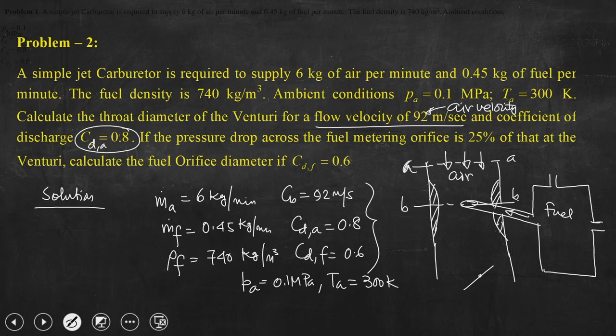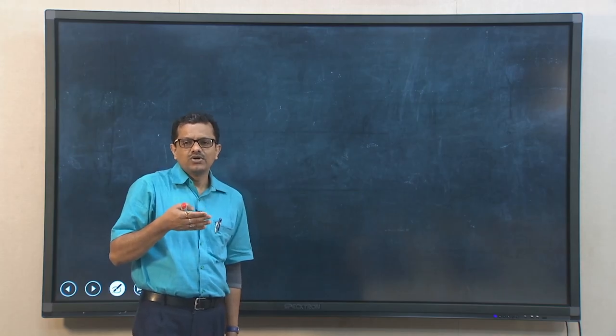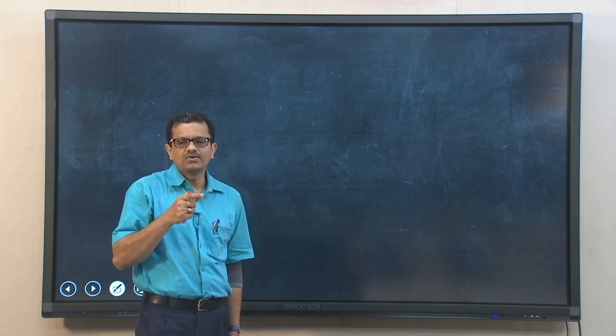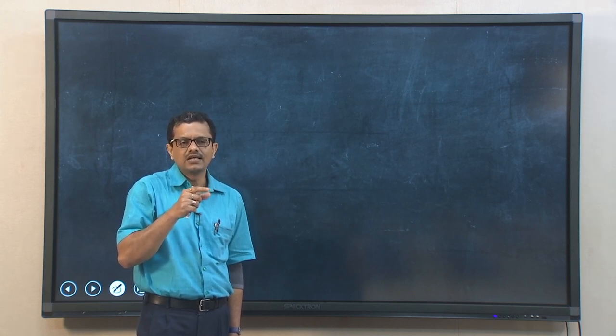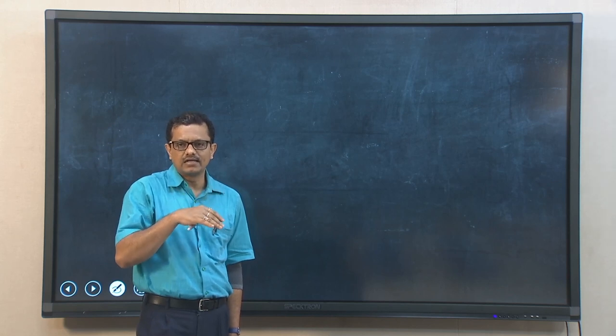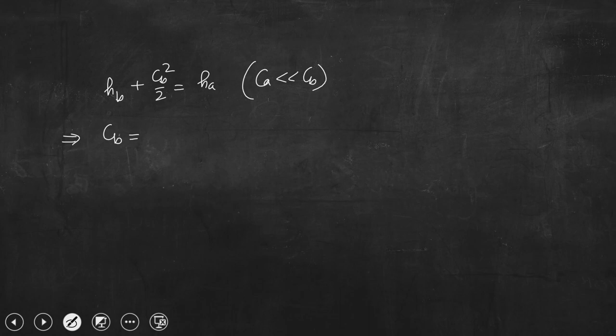If we try to solve it, just try to recall what we did. We had applied the steady flow energy equation between section A and section BB to calculate the velocity of air at section BB, which is at the venturi. If we apply that steady flow energy equation, we can write HB plus CB square by 2 equal to HA, because CA is much less than CB. From there we can write CB equal to the square root of twice HA minus HB, and we can write 2 Cp into TA minus TB.